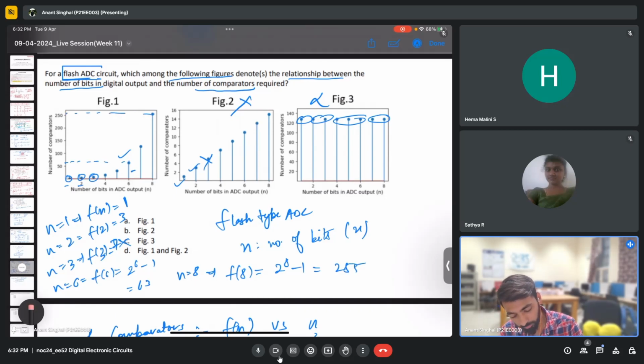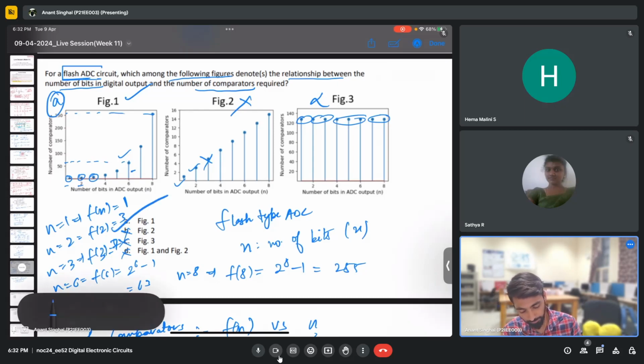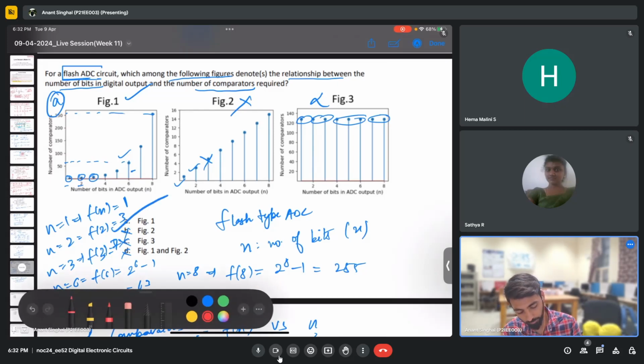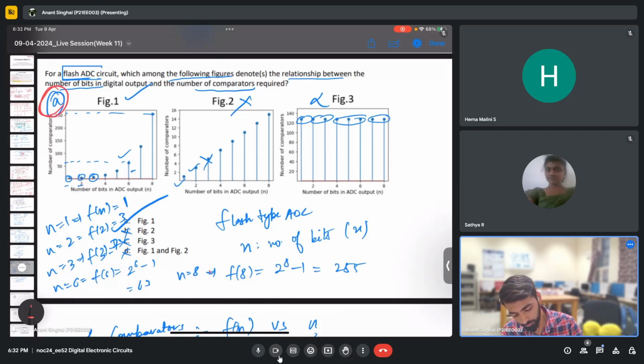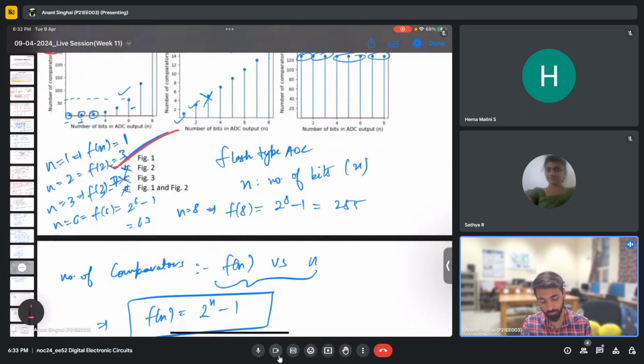So figure 1 is the correct answer. This will also be wrong, this will also be wrong. So option A is the correct answer. Is it clear? This was a simple straightforward question. You just need to be aware that for any flash ADC, the number of comparators required is 2 raised to the power n minus 1, where n is the number of bits.